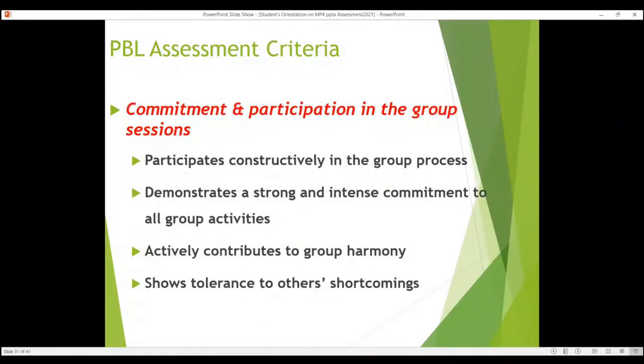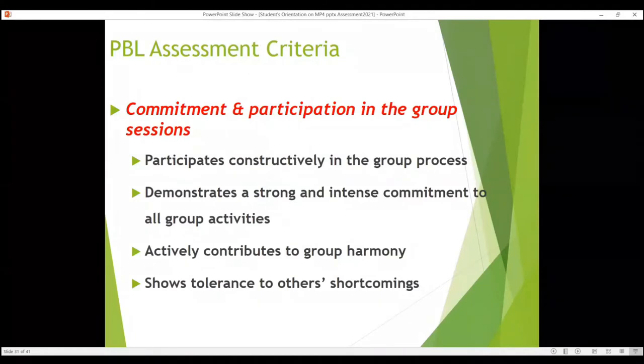Now, the same thing I'm talking about: commitment and participation in the group sessions. Participate, but participate with constructive comments, not just whatever comes to mind with no relevance to the topic. So that you are really involved in the group with intense commitment, and make sure that your actions are contributing to the harmony of the group.